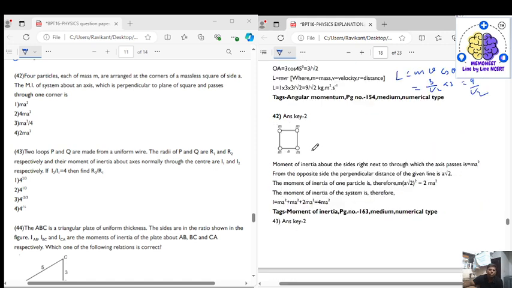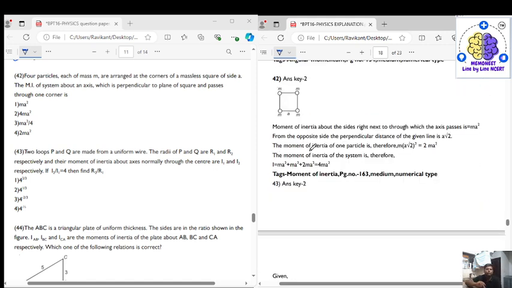Question number 42 says that 4 particles each of mass m are arranged in the corners of a massless square of side a. The moment of inertia of the system about an axis which is perpendicular to the plane of the square and passes through one of the corners. So moment of inertia, suppose we have to find about this. So for this mass, the moment of inertia will be 0. For this mass, moment of inertia will be equals to ma square. For this, it will be again equals to ma square.